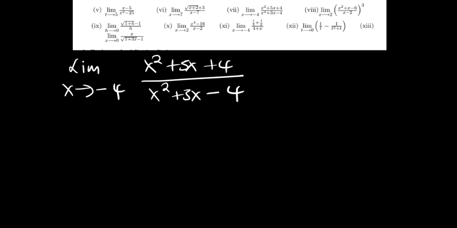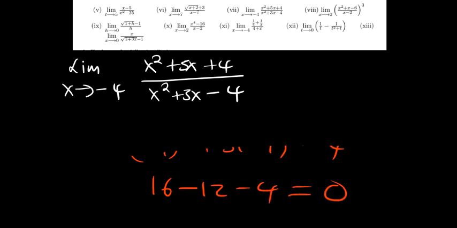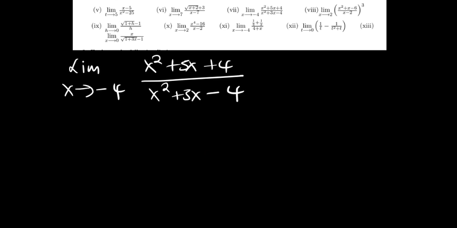Obviously, to make things easier, we are just going to factorize in advance, even before trying out anything. It's possible we may get a 0. Let's try the denominator. The denominator is going to be negative 4 squared plus 3 times negative 4 minus 4. So this is going to be a 16, that's going to be a minus 12, minus 4. So this is actually a 0. So we can't just substitute directly. So let's try to factorize what we have.